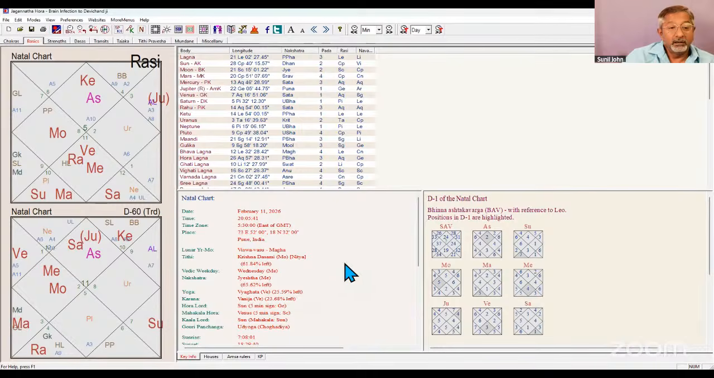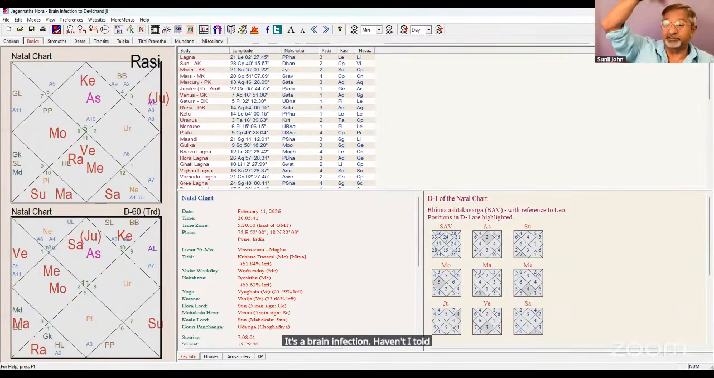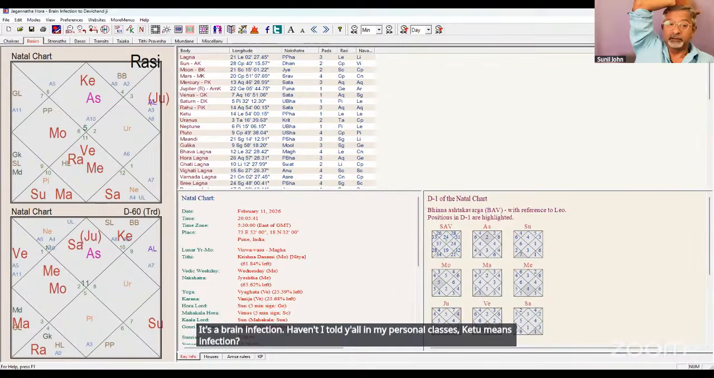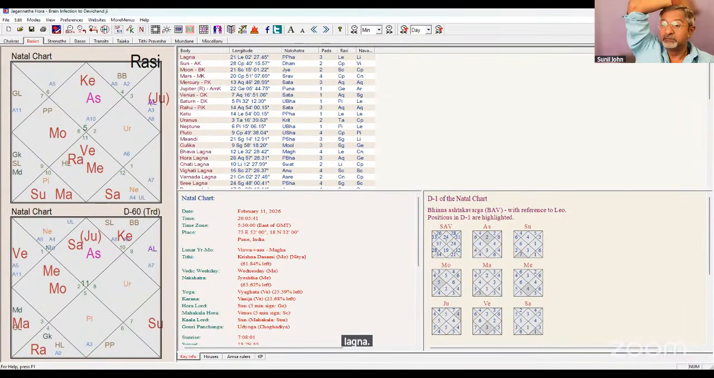And it is with the Lagna Lord. Mars is exalted with the Lagna Lord. Done, everybody? It's a brain infection. Haven't I told you all in my Prashna classes? Ketu means infection. Ketu is in Lagna. Ketu means bacteria.